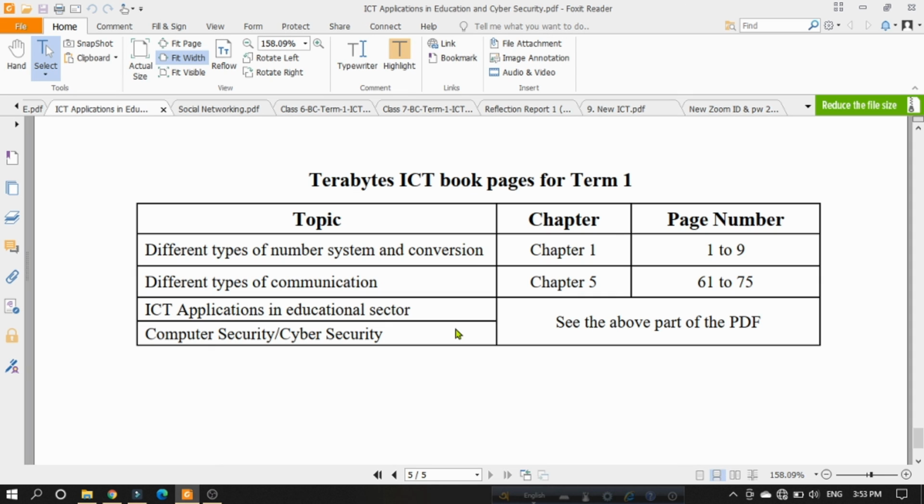In the last session, first term 1, we discussed in your class different types of number systems and conversion. Topic is given, chapter is given, and also page number is given. You just have to write these 4 points according to your syllabus: number systems, ICT application in the educational sector, and computer security or cyber security. You can get these points in this PDF. I will share this PDF with you in the Google Classroom.